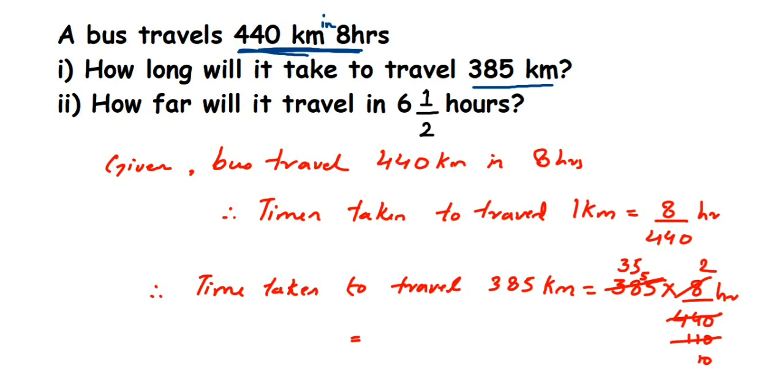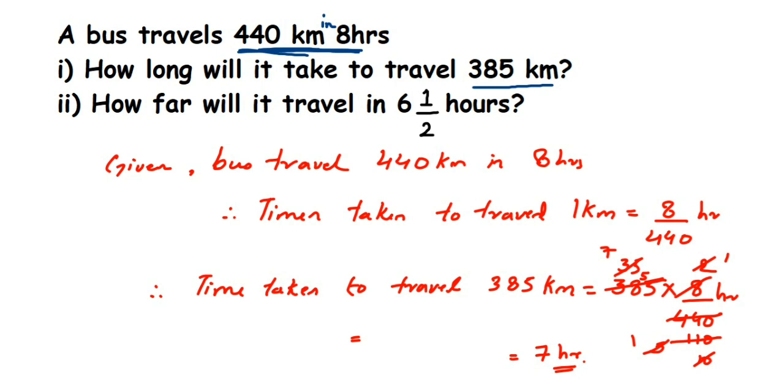I'm going to cancel 2 and 10 here. 2 1s are 2, and then 2 5s are 10. Now cancel 5 and 35. 5 1s are 5, 5 7s are 35. So this is equal to 7 hours. That's it. Then the next question.